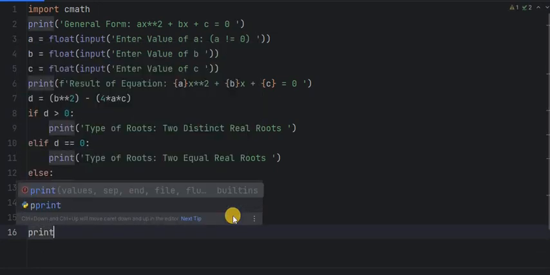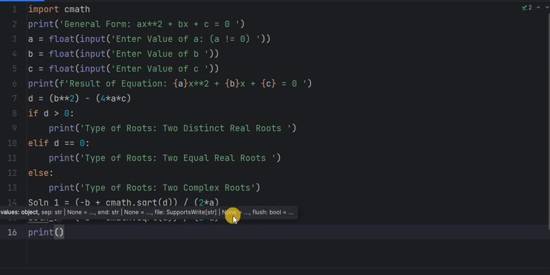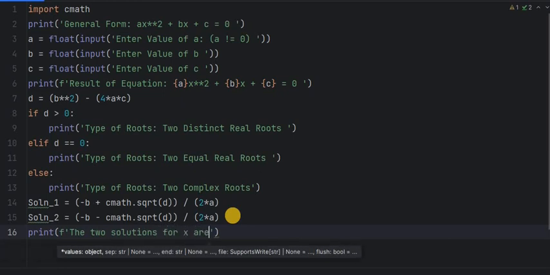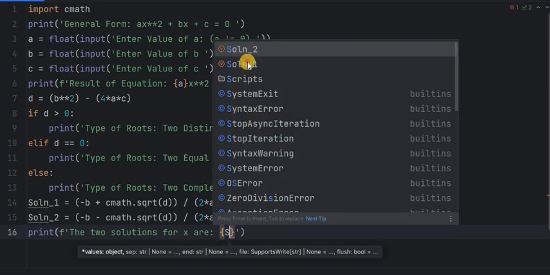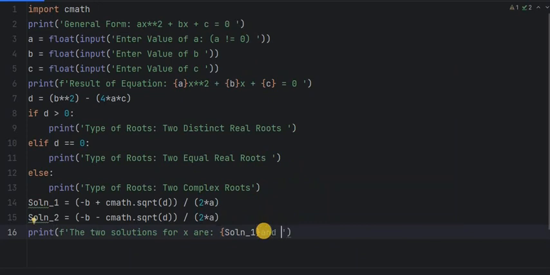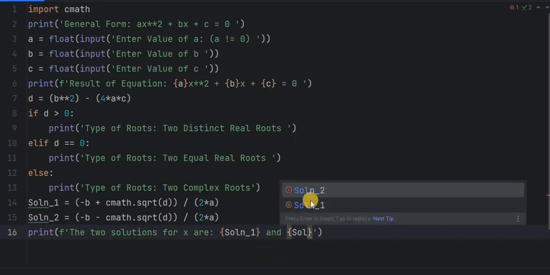So what again? The next thing is for us to print the final solution. So you're going to have print. I'm going to use a formatting string. So we can have the two solutions for x are, so we have our placeholders. Then for the first solution, we have solution 1 just here. Then we have 'and'. So the next thing is for us to use the placeholder again, and we have solution 2.